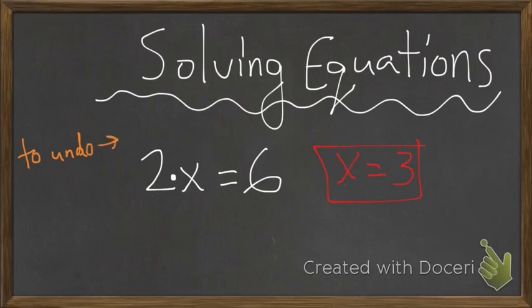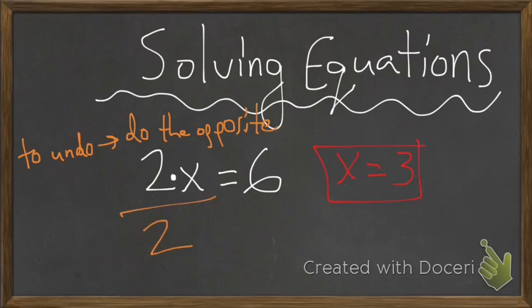To undo, you do the opposite. That's the rule when we're solving equations. So if we want to undo this 2 being multiplied to the x, the opposite of multiplying by 2 would be dividing by 2. So we want to divide. That's why I'm putting this line here. When we put something over something, it means divide. 2x divided by 2.